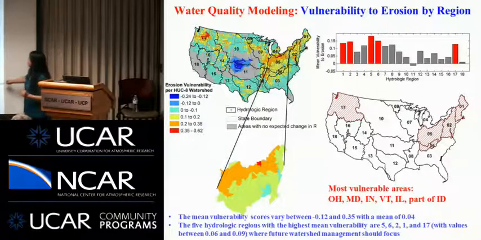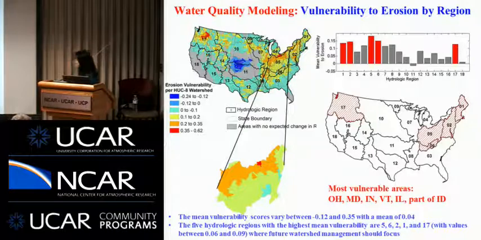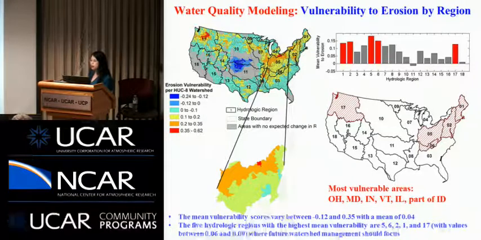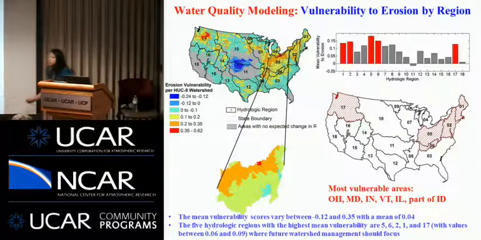And that corresponds to Ohio, Maryland and Indiana, Vermont and Illinois, and part of Idaho. So those regions will have the most sensitivity to changes in the climate, which in turn change erosion vulnerability, and those are the regions future water management should really focus on.